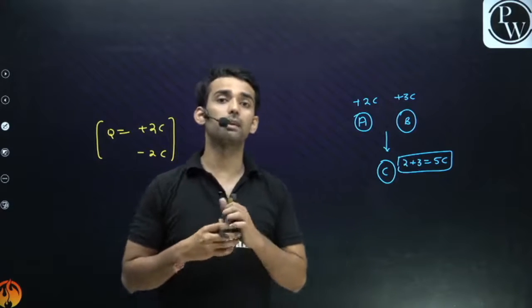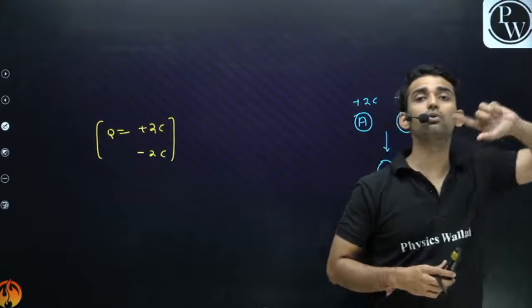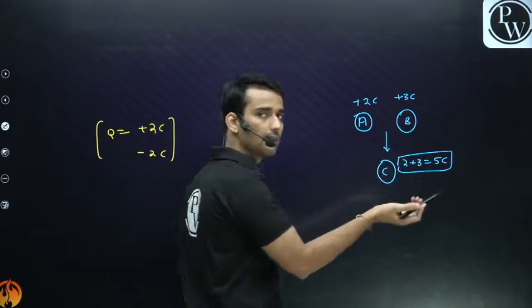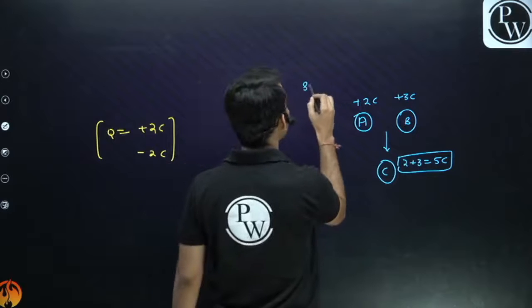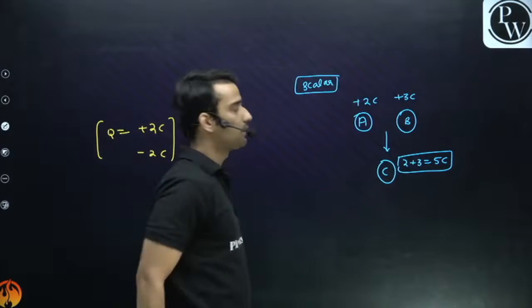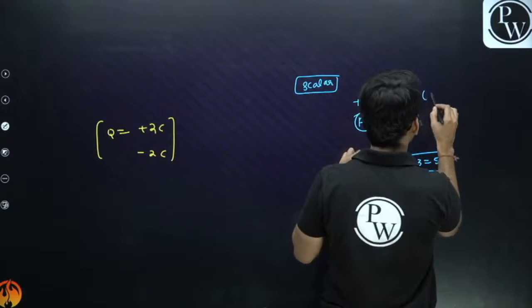When you calculate the resultant in case of a vector quantity, you have to use vector rules. But charge is a scalar quantity, like distance. 2 meter plus 10 meter, 12 meter, like distance, charge. We can directly add the charge because it's a scalar quantity. Clear? So we can combine the charge and just add them with sign.